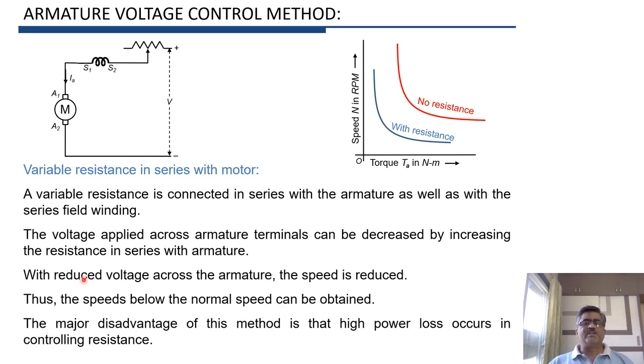The major disadvantage of this method is that a large current is flowing through this resistance, and therefore a large amount of power, that is because of I square R loss, will be wasted in the form of heat in this controlling resistance, and therefore efficiency will be very low. This is the main drawback of the armature voltage control method.